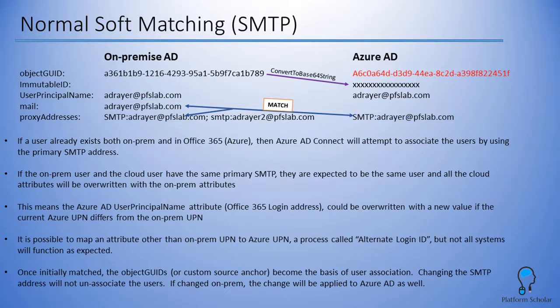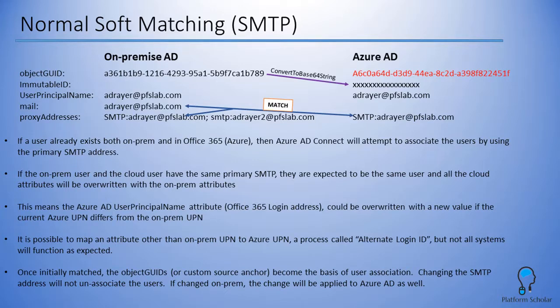If it detects a match, it will convert the object GUID from the on-premise environment into a base 64 string and save it to the immutable ID field in Azure AD. It will then update all the cloud user's other attributes with the value from the on-prem user. Once matched, it'll no longer need the mail property to associate the two users. The object GUID and the immutable ID are what now is linked through the sync server.